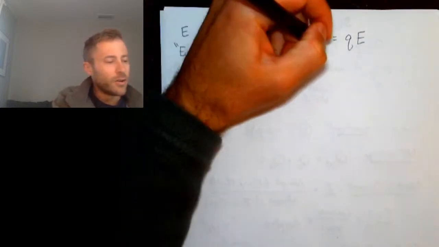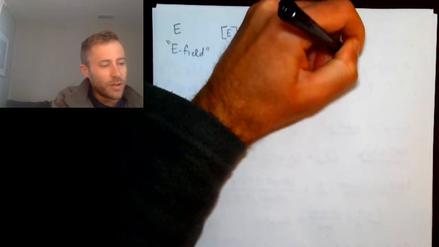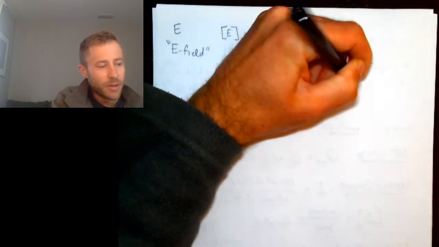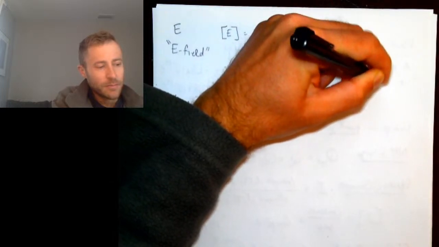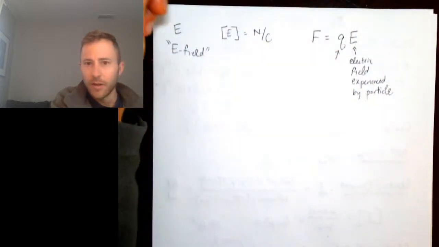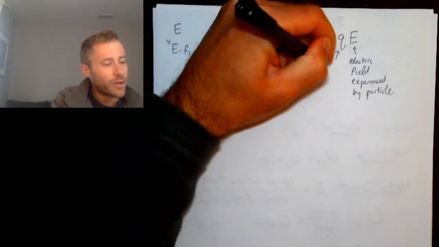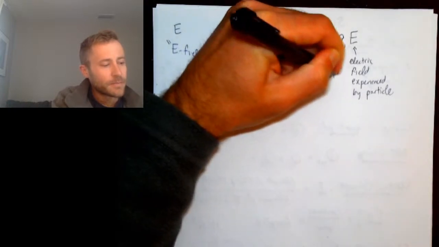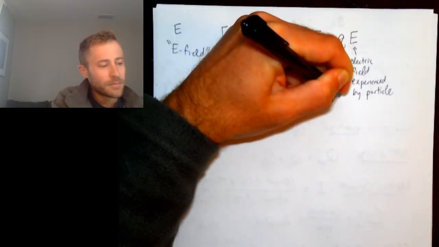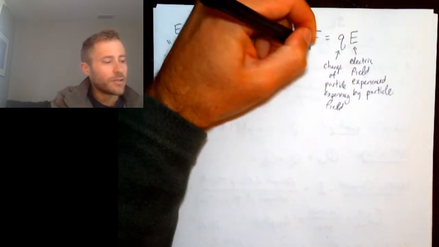Here, E is the electric field experienced by the particle. Q is the charge of the particle experiencing the field. And F is the size of the force.